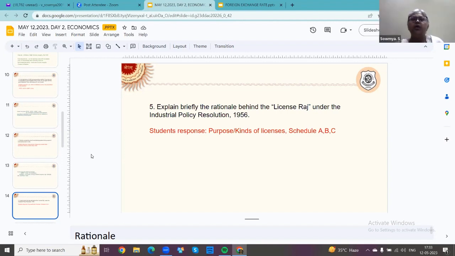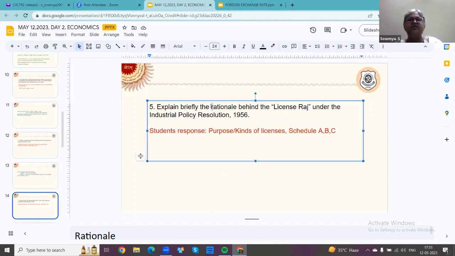Ma'am, you're talking about the purpose for which the license was given, right? For expansion, for setting up, and that is still the purpose. That is not the question. See, that is why they need to identify the keyword there. This is the keyword. Explain briefly the rationale behind the license Raj under the Industrial Policy Resolution of 1956. What is the word rationale? What is the cause that license Raj was initiated?